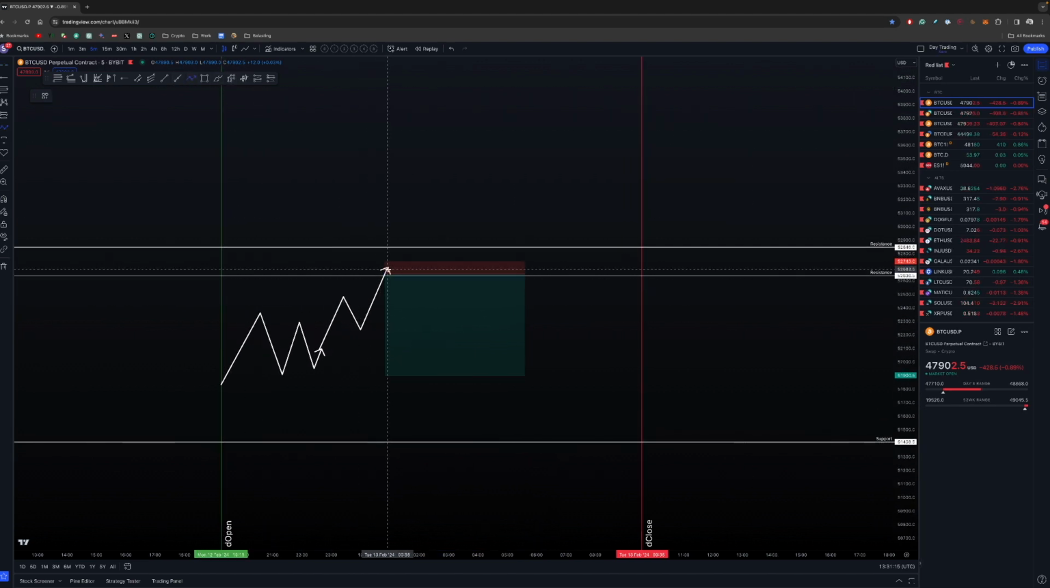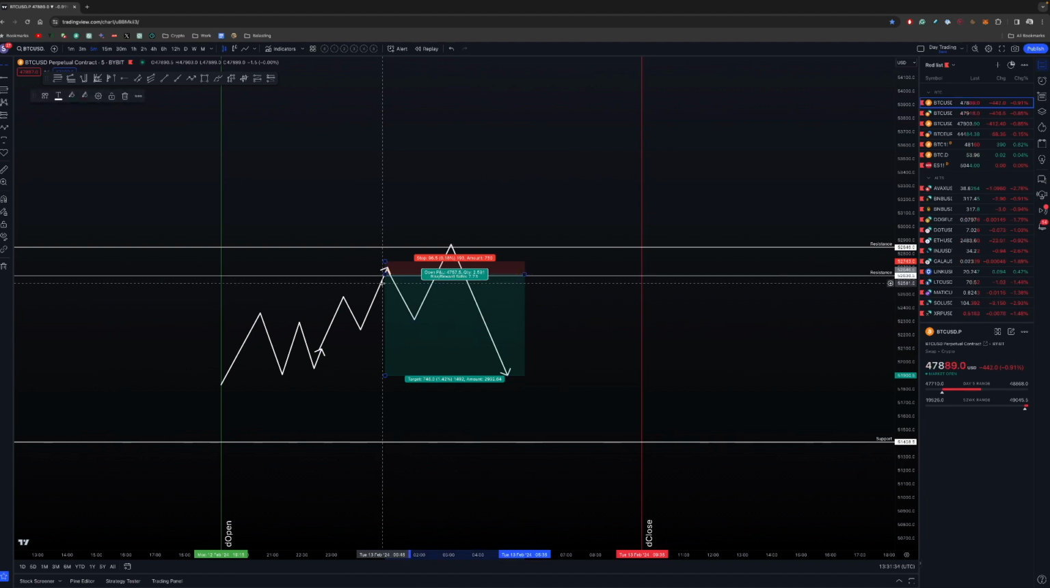Then what could happen is that we retrace and you're like, well, my trade's going my way, so I'm going to stay in my trade. But what happens then is that price goes back up, stops you out, and then finally has the real move to right here.